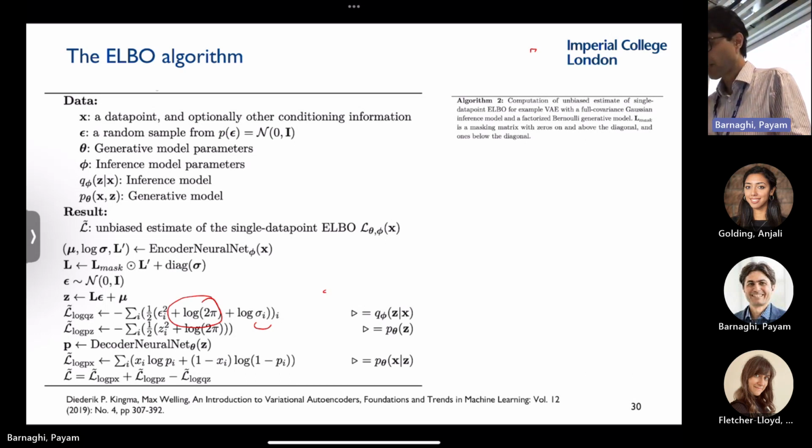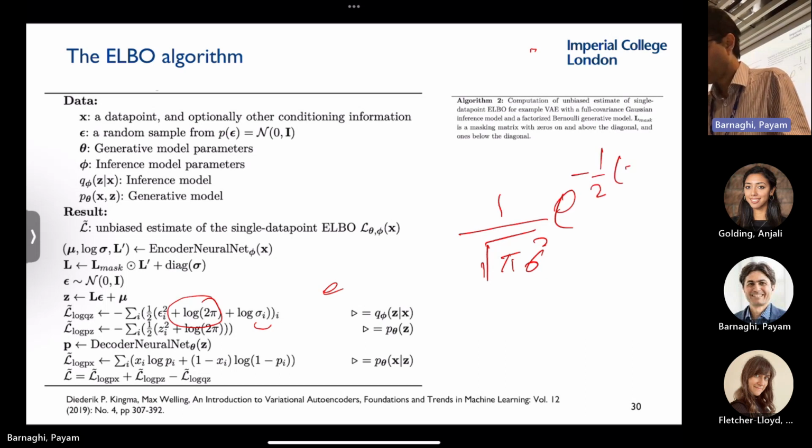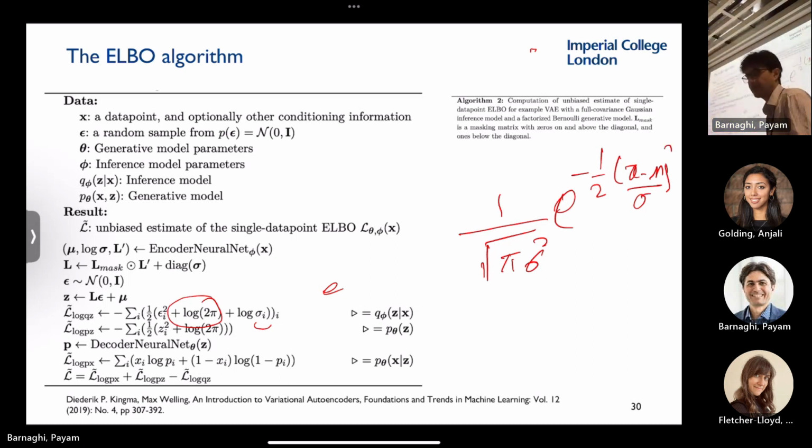Obviously I assume these are Gaussian distributions, and a Gaussian distribution is one over sigma root 2 pi, times e to the power of minus one half of x minus mu divided by sigma, whole squared. The pi and all that came from it. Is that clear?